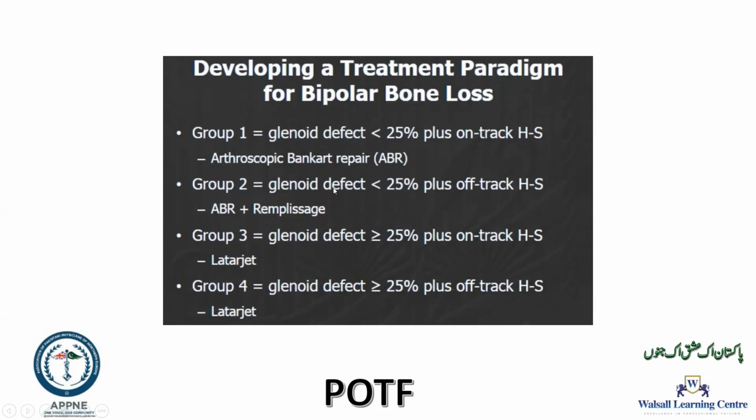If you have a glenoid defect less than 25%, but it is an off-track lesion, meaning it is falling off, which means there is some element of the glenoid also being broken, then you would do what is called an arthroscopic Bankart repair plus a remplissage. You understand what a remplissage is?